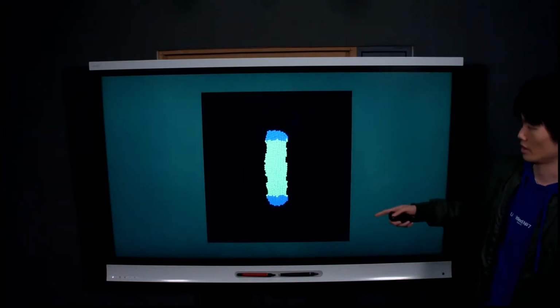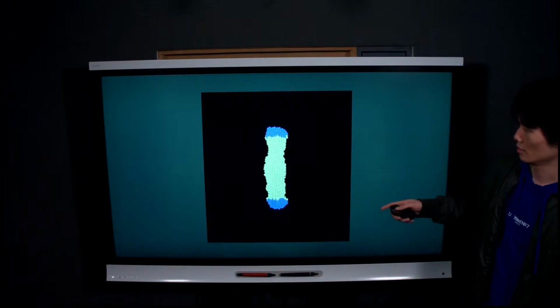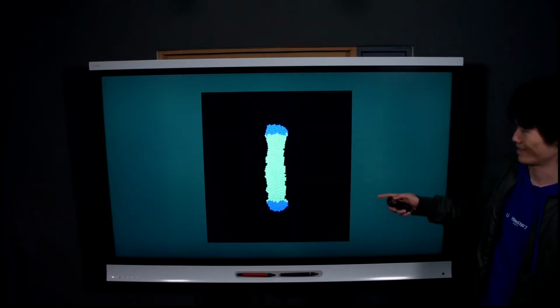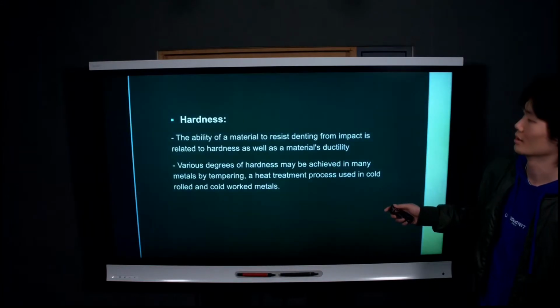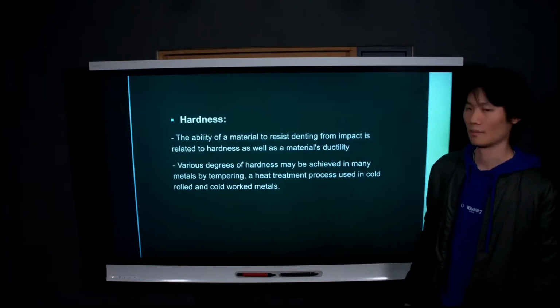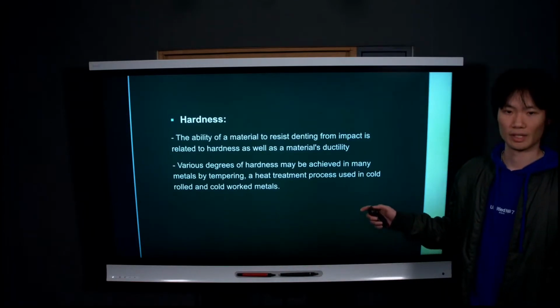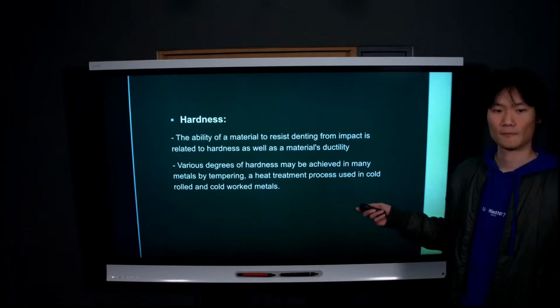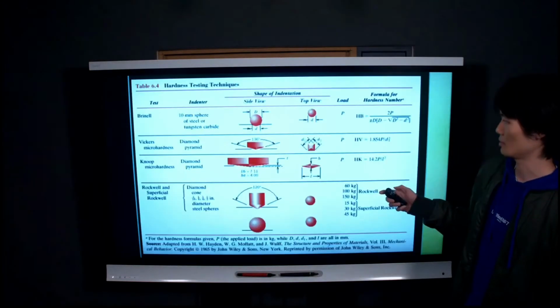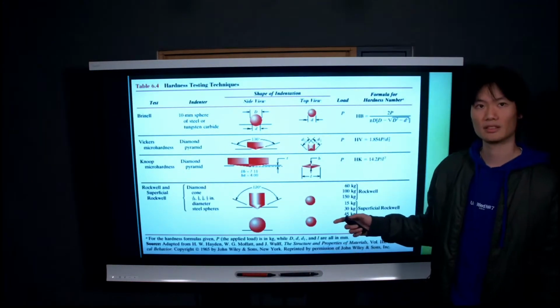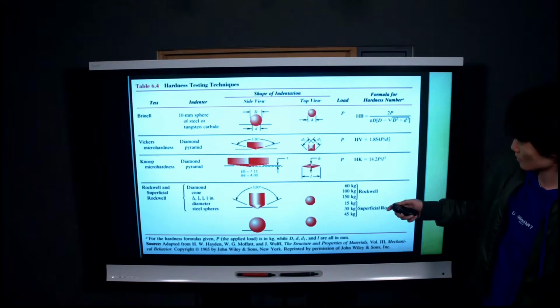This is just an example of plastic deformation. Hardness is the ability of a material to resist denting from impact, and it can be tested by different methods. These are some of them.